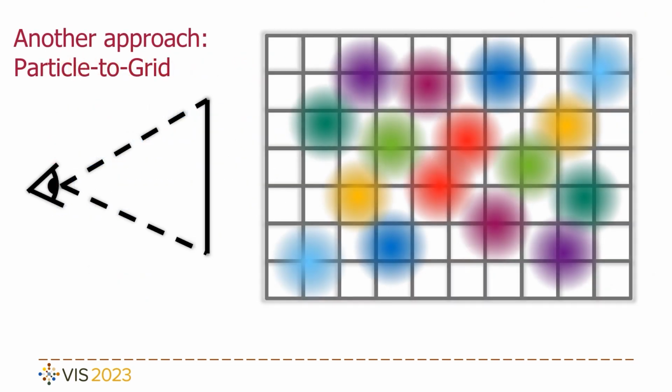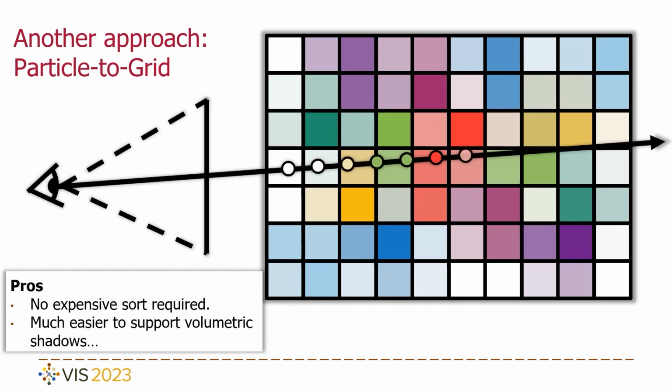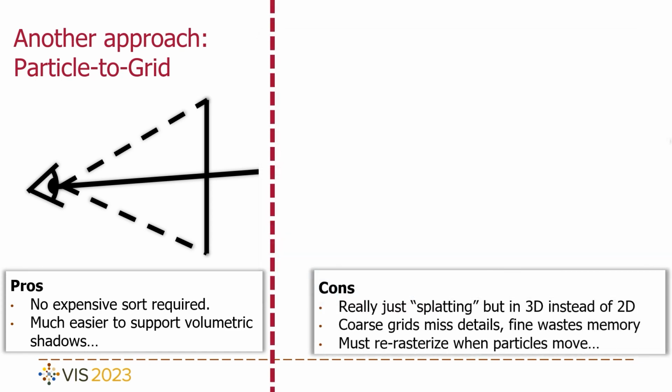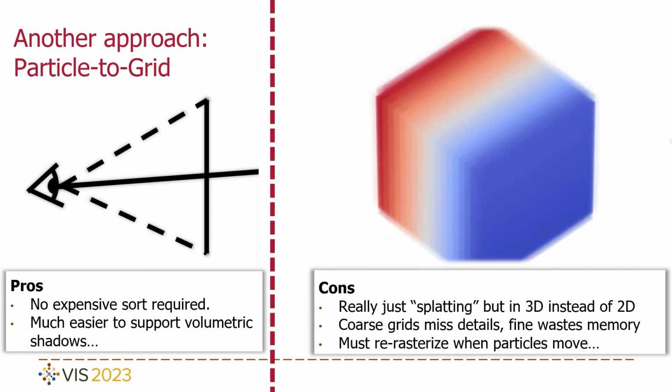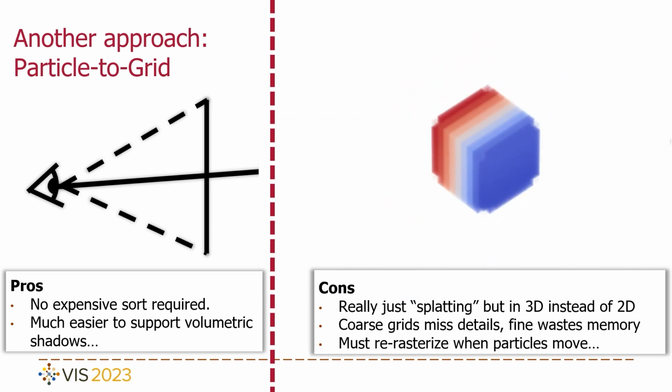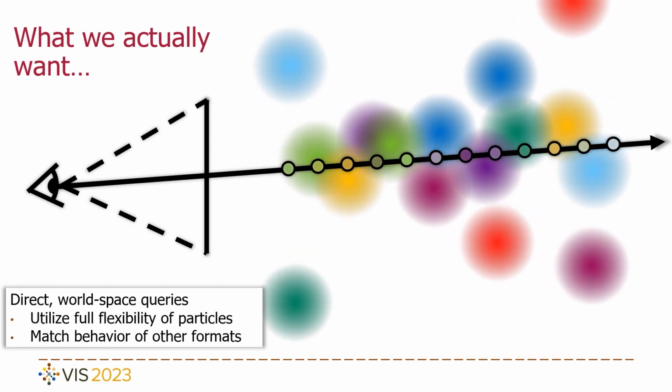Another approach to rendering particles is to rasterize them into a regular grid and then employ voxel-based ray marching. With this approach, you no longer need to sort colored particles, and it's much easier to support volumetric shadows. This is really just splatting in 3D instead of 2D, and similar limitations apply. Coarse grids miss fine details, while fine grids waste memory, and ultimately you must re-rasterize these grids when particles move. What we really want are direct world space queries that can utilize the full flexibility of particle formats. What we need is an approach that matches the behavior of other particle formats to enable high-quality, interactive visualization.